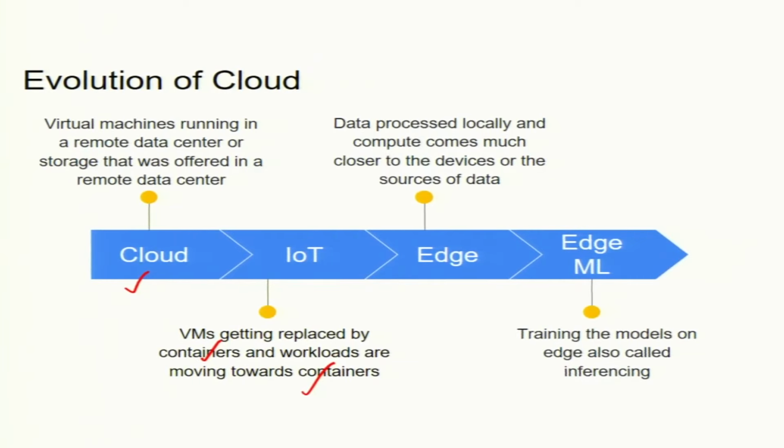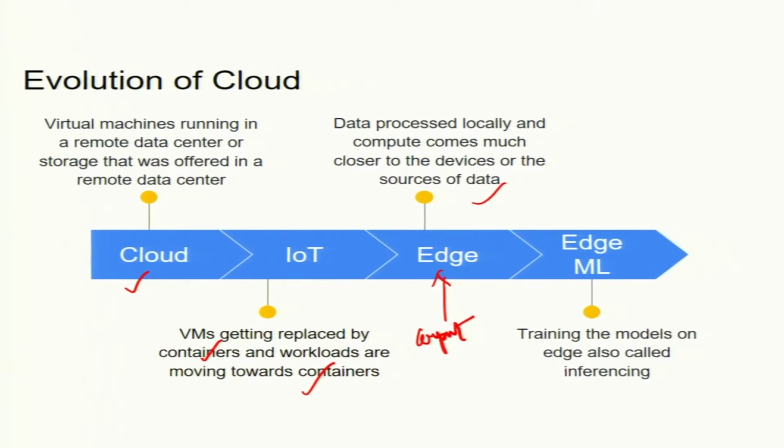Then we have also seen that to support this IoT PaaS with the AI and ML models of computation, the data which these IoT devices generate needs to be processed locally, and need not be sent to the cloud due to the round trip delay. Therefore, data is to be processed locally, and that compute comes much closer to the devices or the sources, and that technology is called edge or edge computing, that we will discuss in a later part of this particular course.